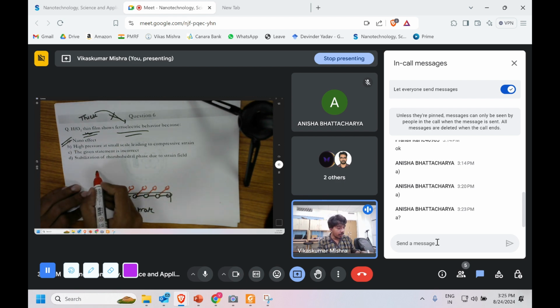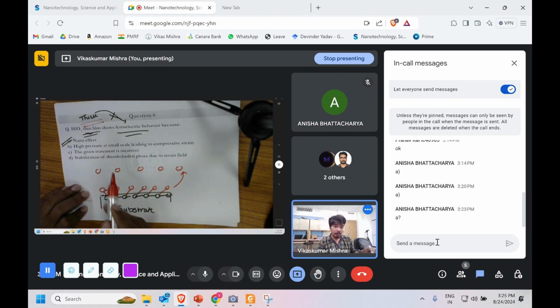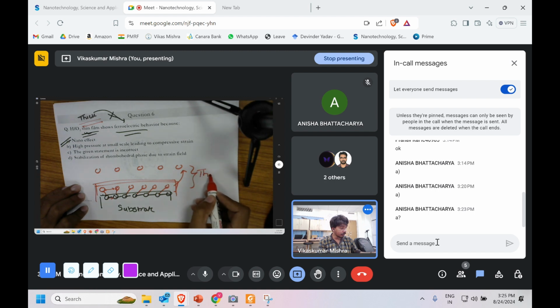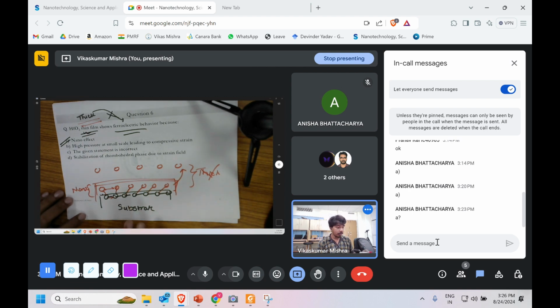The final structure without any strain should look something like this. From here it will go to here if it is thick. But due to the nano effect at the smaller scale, if we make the dimension small, not very large, not this thick, if we make it very small, in the nano range, then this effect of compression will be there.